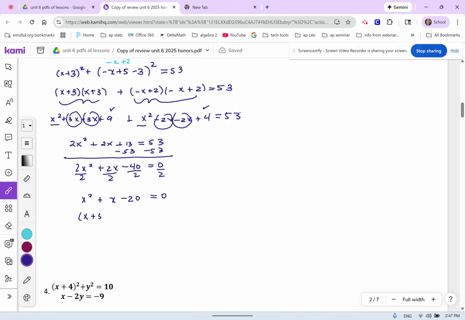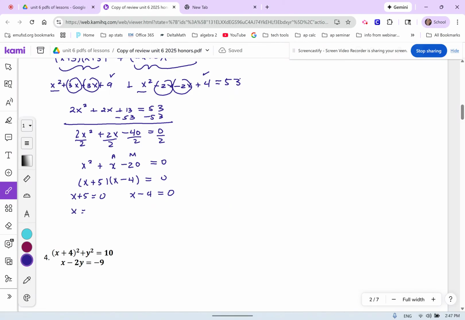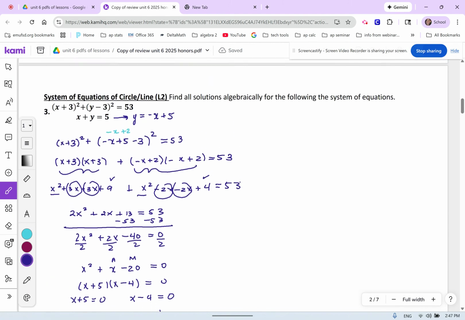So this factors, I'm looking for two things that add to positive 1 and multiply out to -20. That's x plus 5 times x minus 4. And now I set each linear factor equal to 0, and I solve. So I get x is equal to -5, x is equal to 4. But we need to find the y values as well.